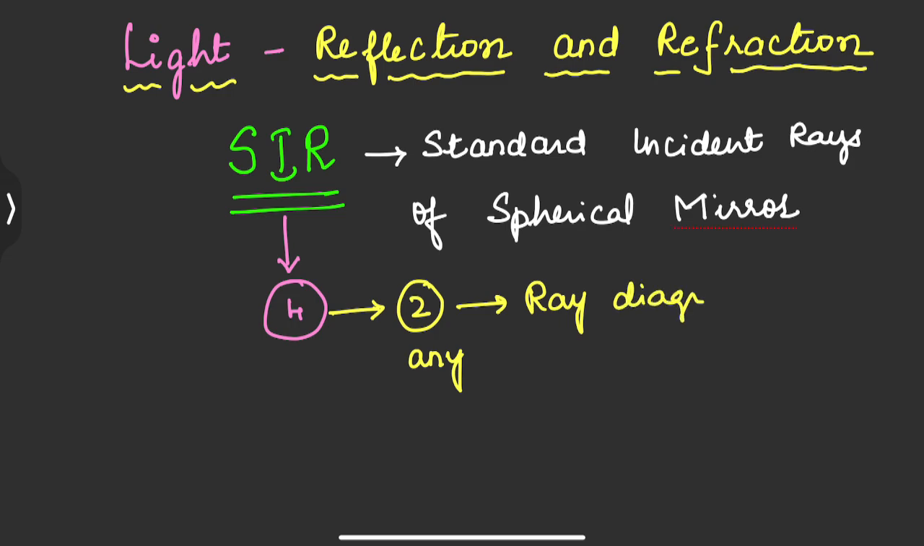In this chapter, the ray diagram is very important and will be asked in your examination. In the final examination, at least one question will be there on the ray diagram. To draw the ray diagram, you need to understand the standard incident rays. Out of 4 standard incident rays, any 2 you can use. In this chapter, we are going to learn all the 4 standard incident rays, so let us learn one by one.